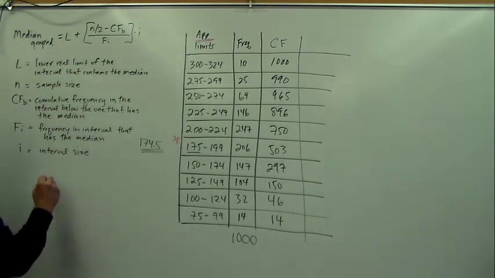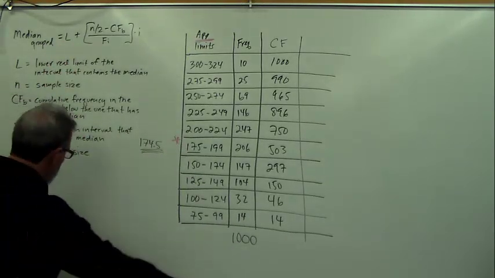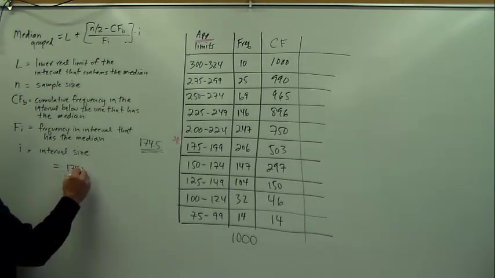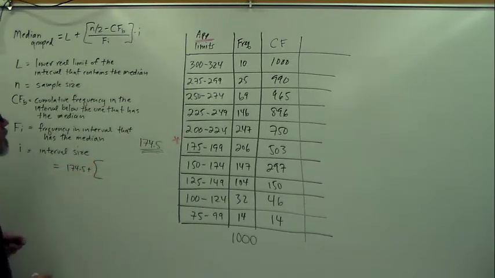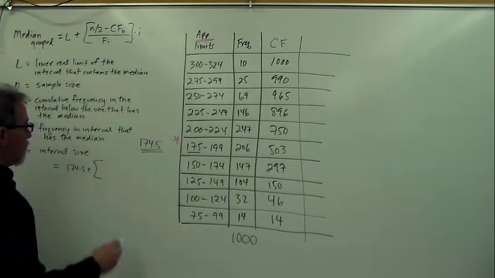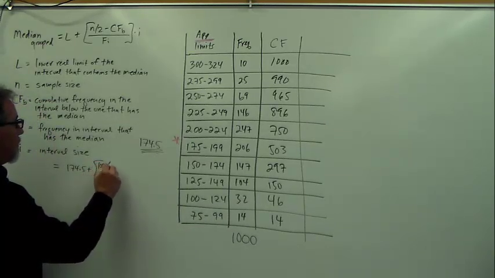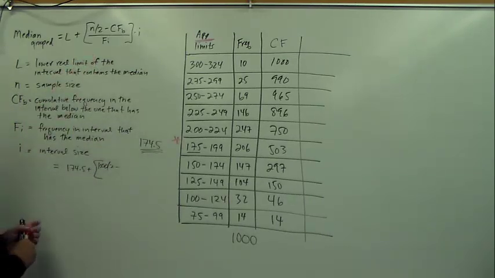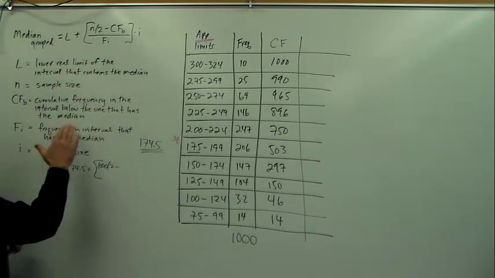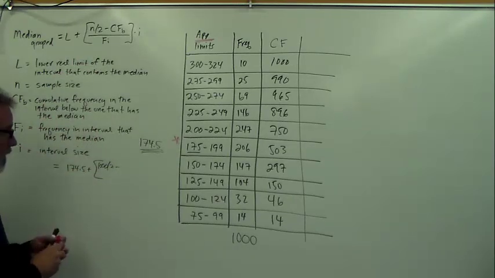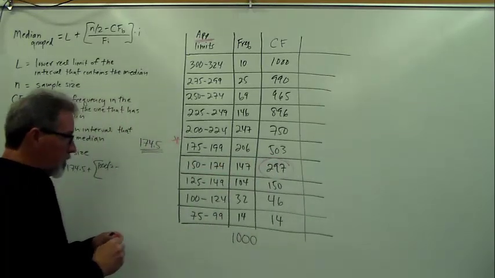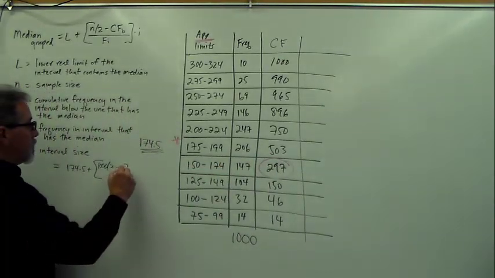So let's plug this into our formula here. Move it up a little bit. We have some calculating to do. 174.5, yay, we have L. What's N? N is the sample size. Sample size is equal to the total frequency, so that's 1,000 divided by 2. And then we just read the next one, CF sub B, the cumulative frequency in the interval below the one that has the median. Well, here's the interval that has the median. Here's the cumulative frequency in the one below it. So 297 goes right in here.